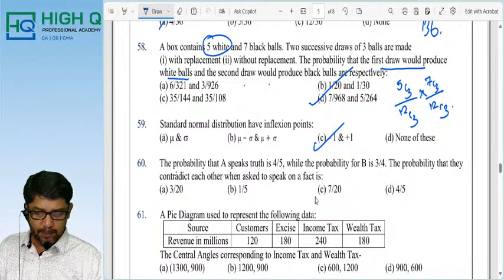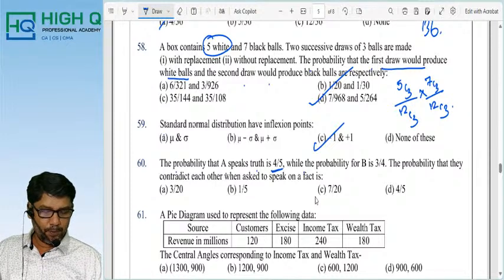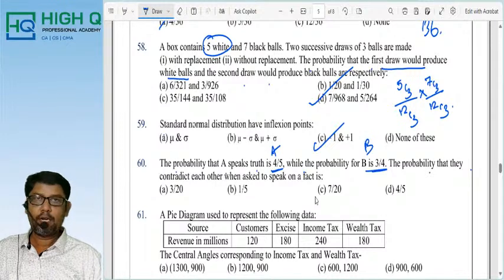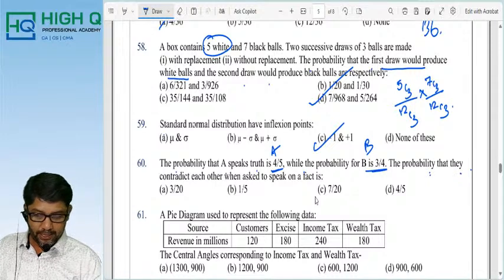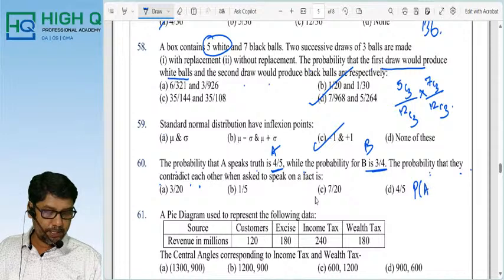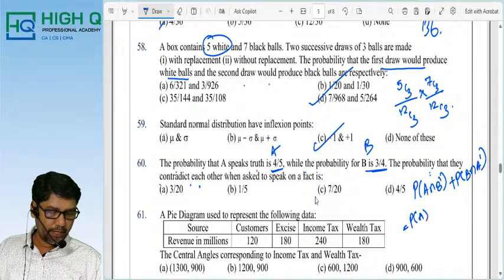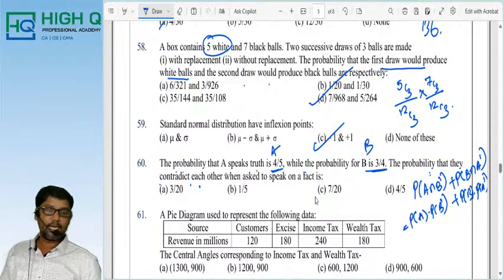Next, the probability that A speaks truth is 4/5, while the probability for B is 3/4. Speaking truth is, of course, an independent event. What is the probability that they contradict each other? A speaks truth but B does not, plus B speaks truth but A does not. Am I right, my dear? So it is P(A) into P(B dash) plus P(B) into P(A dash). Now, get the answer, my dear.